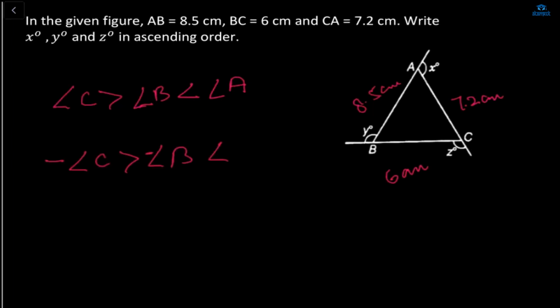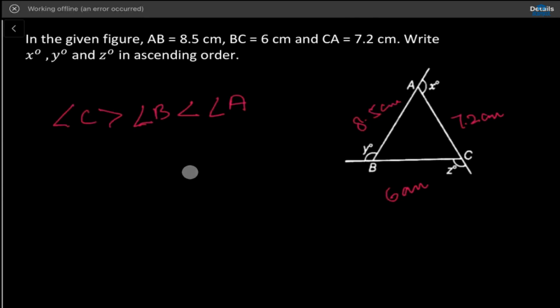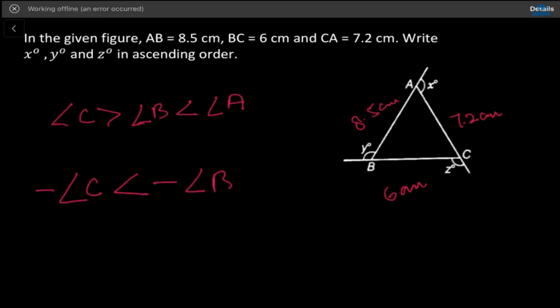When we multiply with minus, the sign means the inequality will change. When we change the sign, then the inequality changes. Wait, here I have also written it wrong. That's why the inequality will change. Now, if you see here this angle, all the angles.